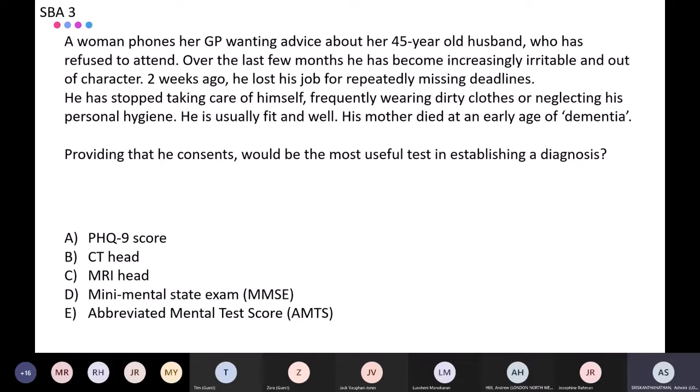Sorry, I'll change to the next slide. CT head's usually only done if an MRI isn't available, but the gold standard here is an MRI scan. And what we're thinking about here is Pick's disease or frontotemporal dementia. Some of these other things, so MMSE, AMTS, you might want to consider as well, but it's not the most useful thing to help with the diagnosis.